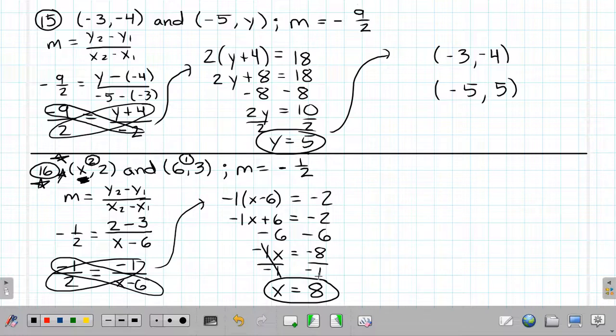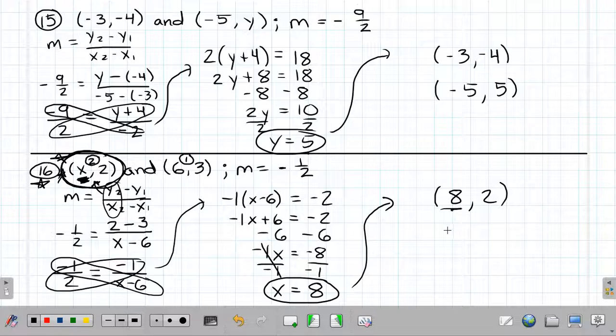Now, you would have gotten the same thing if you would have kept the ordered pairs in the same order, okay? But like I said, it actually doesn't matter which one you choose, so my big suggestion to you is always, always, always make whatever ordered pair has the variable in it your second ordered pair, meaning that's the one where your y2 and x2 come from. So once again, what that means is now we're going to have the ordered pair (8, 2), and the other one is (6, 3).